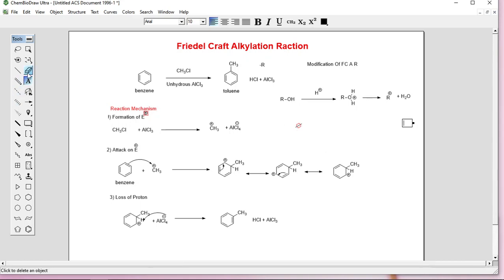Then another modification is, instead of this alkyl halide, you can use alkene as the alkylating reagent with acid. So this double bond will react with this acid, and you will get the carbocation as an intermediate.